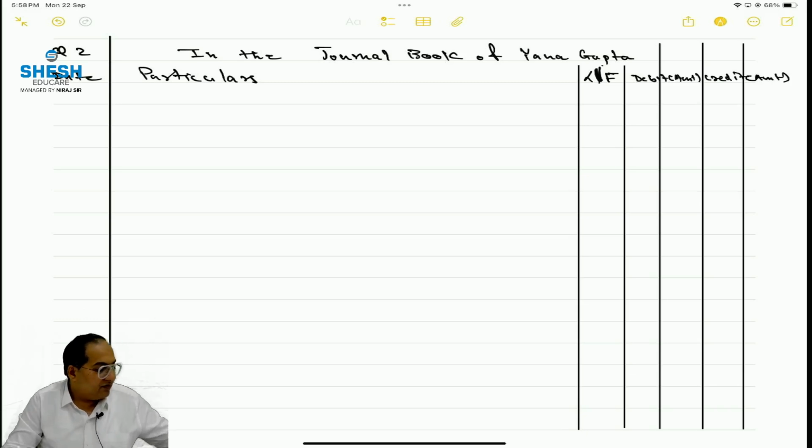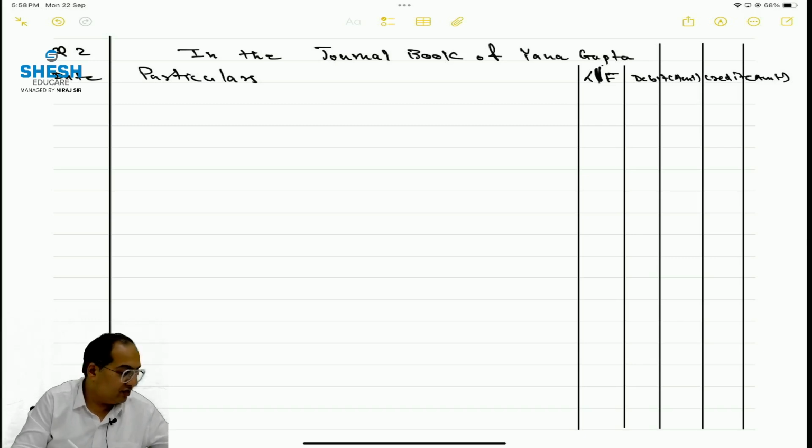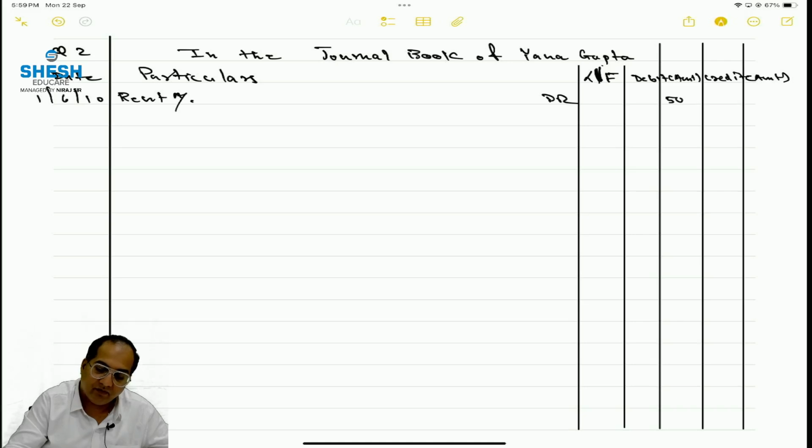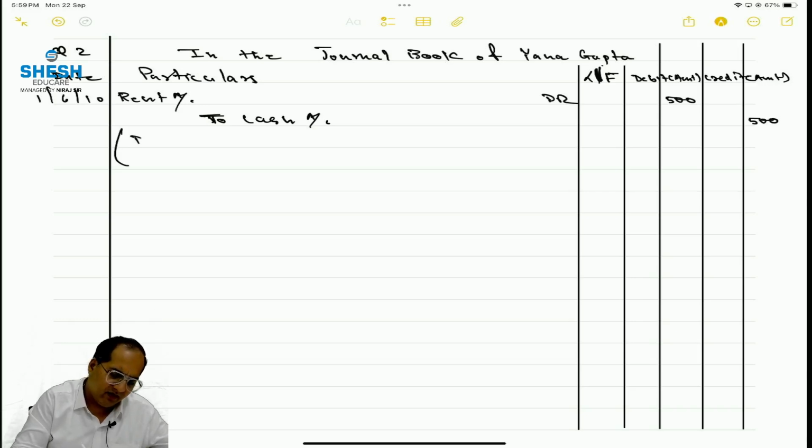Start. Rent paid in cash. Rent you paid on 1st June 2010. So rent account debit because it's an expenditure. Debit all expenses. 500, to cash account, 500. What will we write in the narration? Being rent paid in cash recorded.